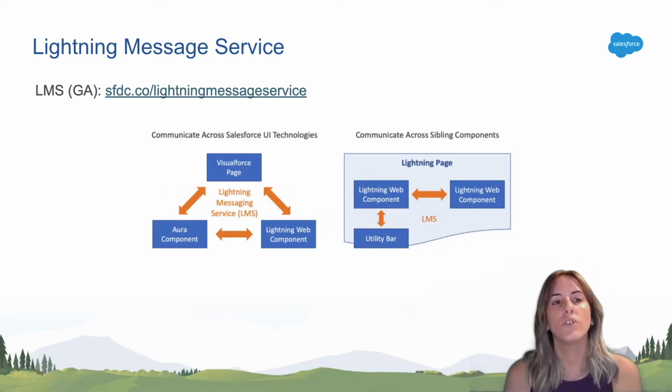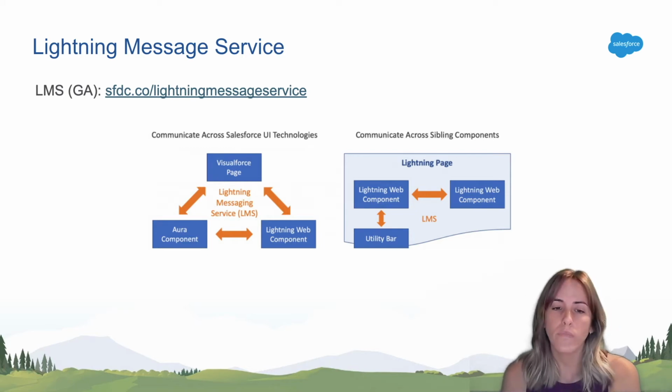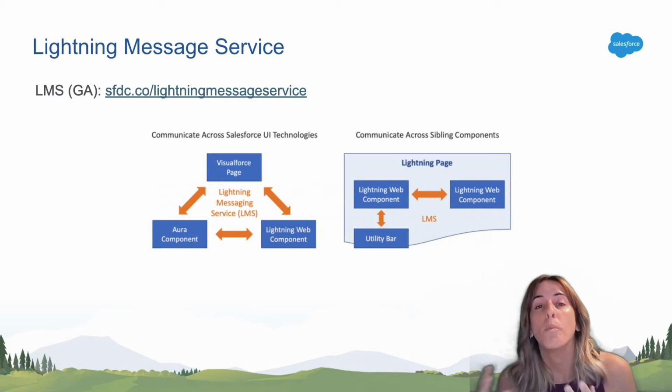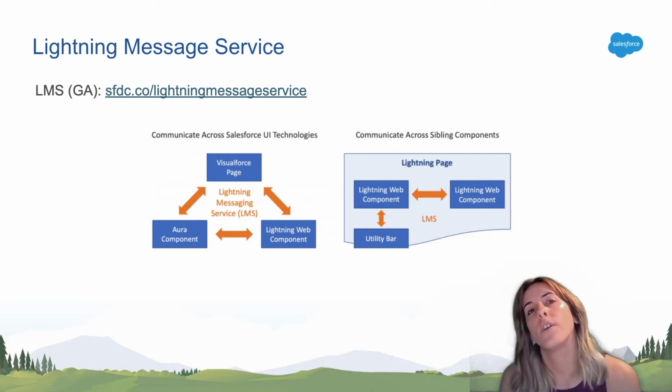The first feature I want to talk about is Lightning Message Service. Lightning Message Service was there in Spring, but it was beta, and now it's generally available. There you have the link to the release notes if you want to read them. And if you don't know Lightning Message Service yet, this is a service that allows you to communicate components built with different Salesforce technologies. You can communicate Visualforce pages with Aura components, with Lightning Web components, and even more because you can communicate them if they live in different DOM hierarchies.